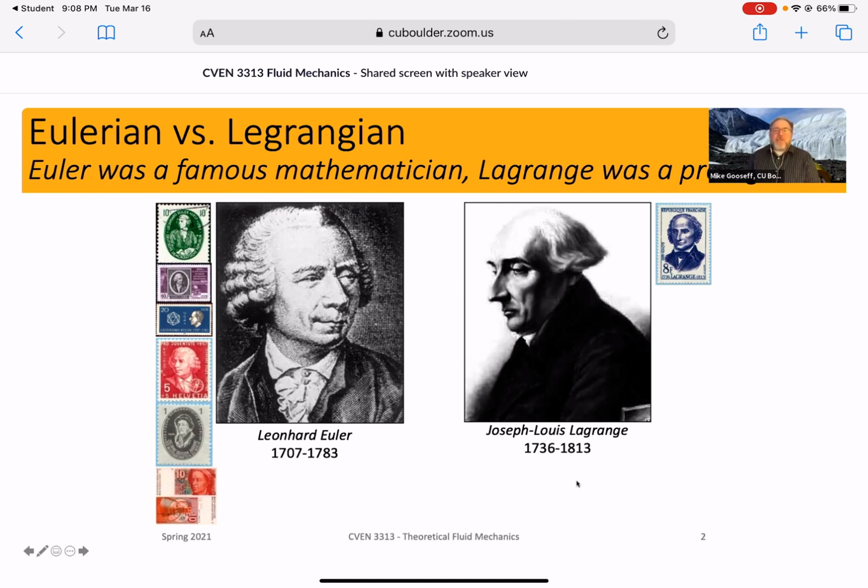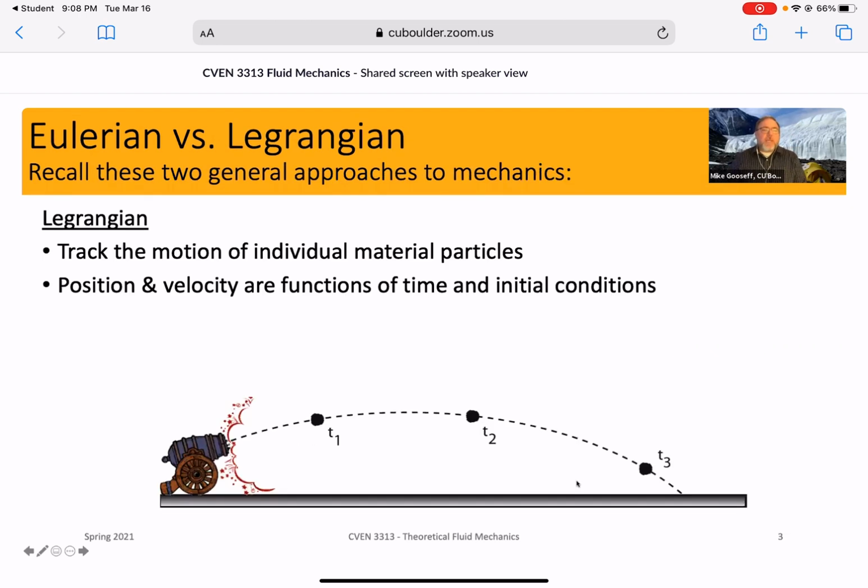But Lagrange really did upset the mathematical world by sort of taking a different view of the world. And so we'll talk about that here for just a moment. Lagrange's approach is essentially to track the motion of individual particles. So let's just say we took a cannon here with a cannonball coming out of it. You can imagine at different times this might be sort of a basic physics approach to the world, but we could think about that cannonball. If we were moving along with it, where would it be at different times?